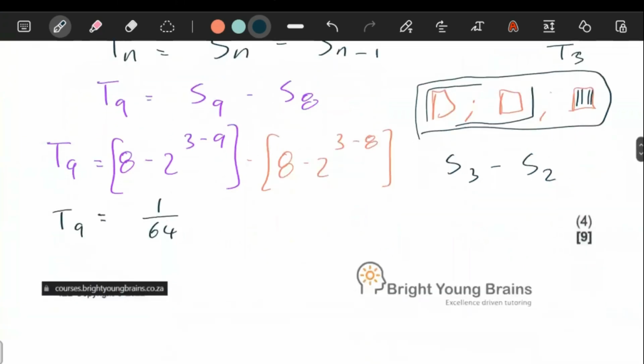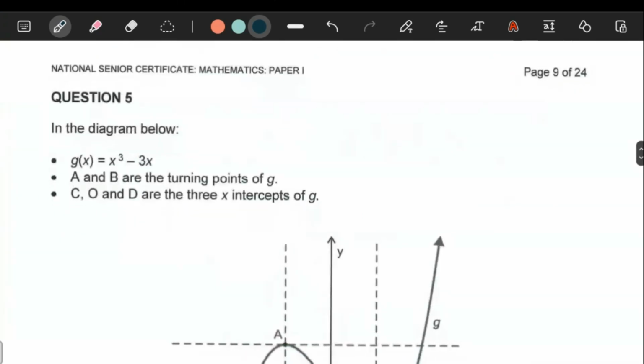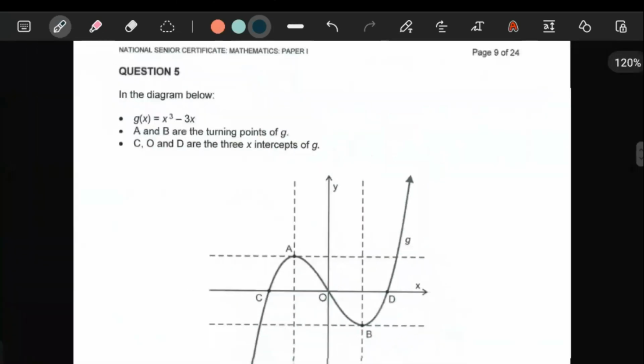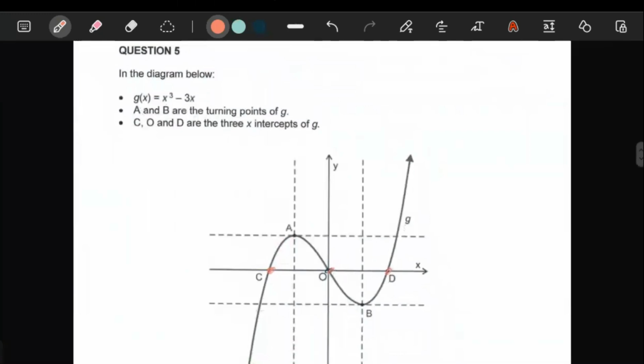Let's keep moving forward. Question number 5. In the diagram below, we have a cubic function. It passes through the origin, and then it has another x-intercept and another x-intercept. Very nice. This is going to be an easy cubic function question. It says A and B are the turning points, and they've given us nice dots over there. Then they said C, O, and D are the 3 x-intercepts.